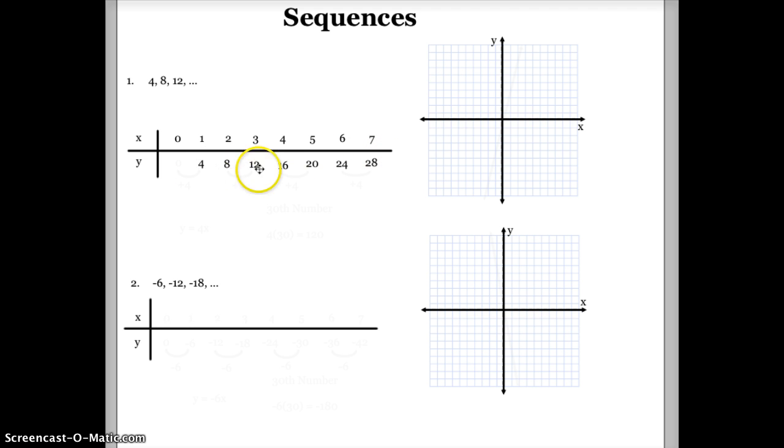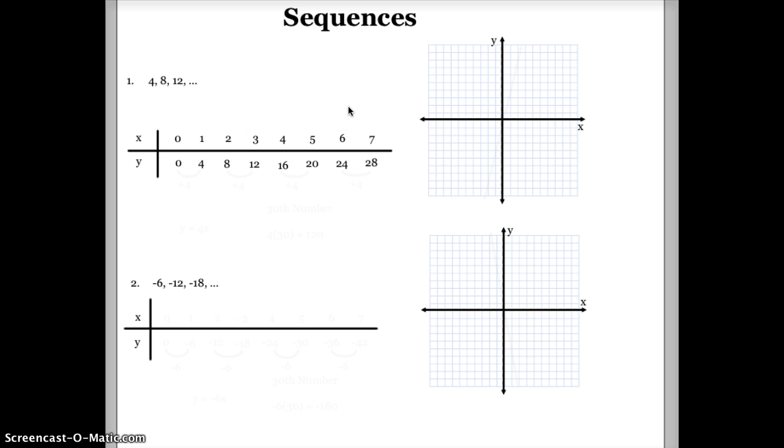Now as you can see, each of my numbers is going up by 4 each time. Now I've got to ask, what would have been the number that came before that 4? Well, since I'm going up by 4, 4 less than 4 will be 0. And that's how you're going to make your table for your sequences, just like what I've done right there.